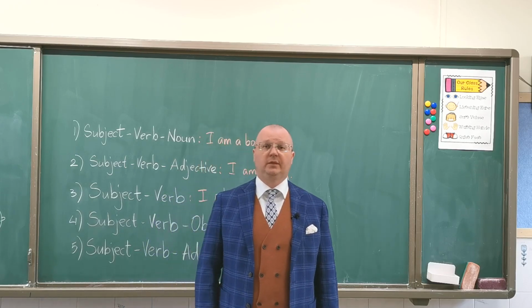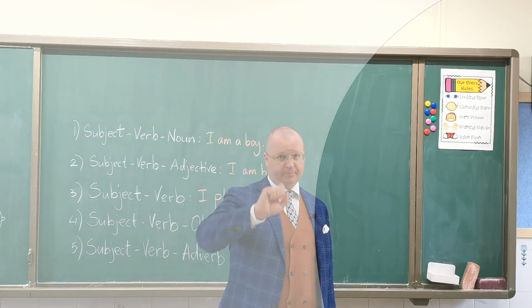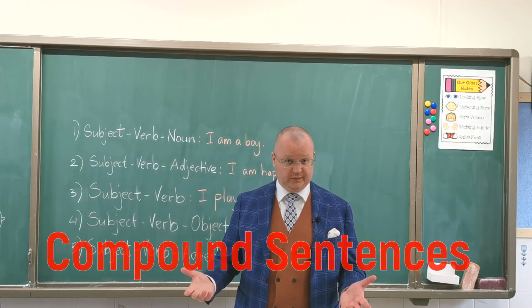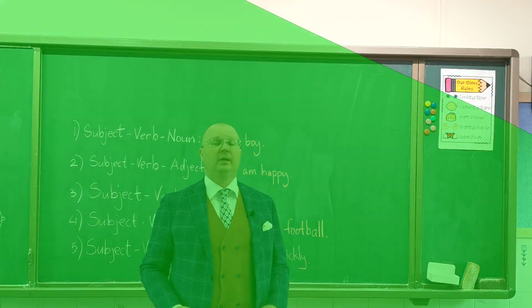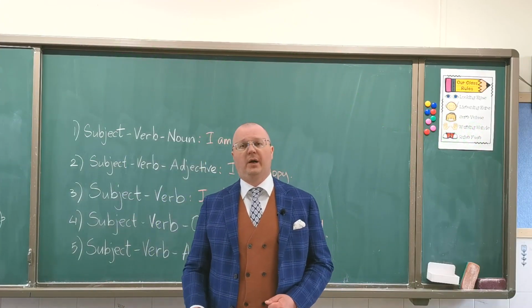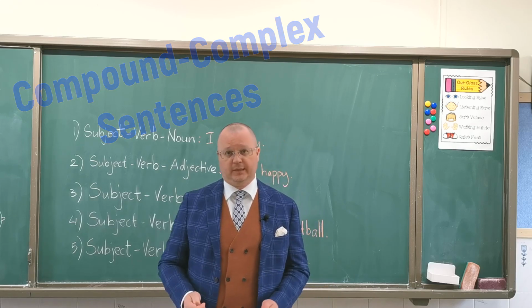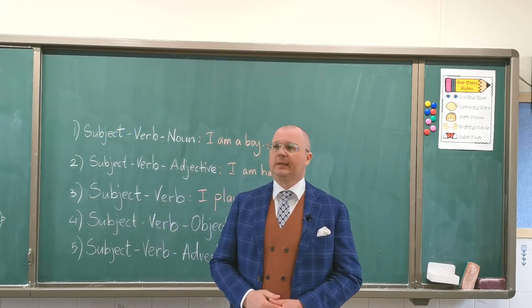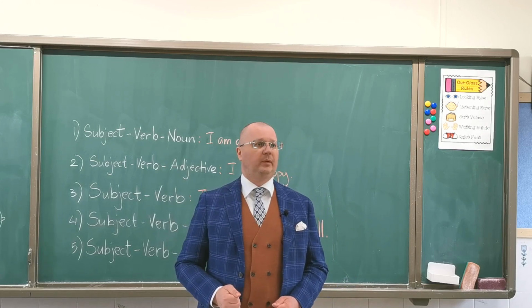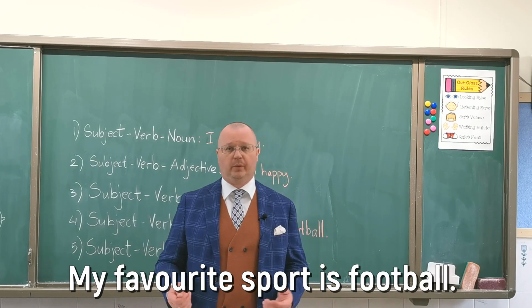These types of sentences are 1. Simple sentences, 2. Compound sentences, 3. Complex sentences, and 4. Compound complex sentences. A simple sentence has only one clause. For example, my favorite sport is football.